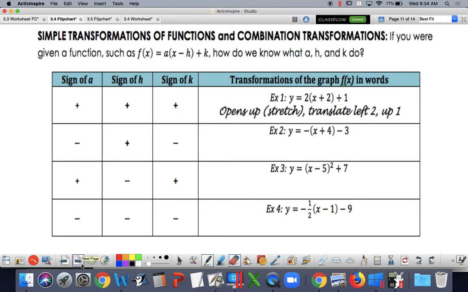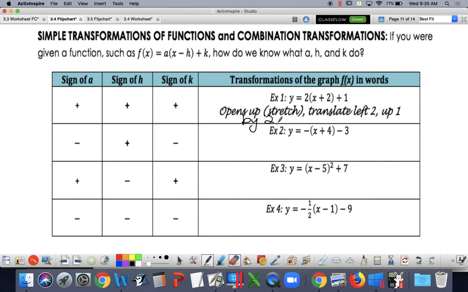All right, let's look at this table. Because what I'm going to do is I'm going to give you an equation. And I'm not going to let you use Desmos. You just have to be able to look at the function and know what transformations have happened. So I look at my first one. Well, the 2 out front says I have a stretch. Stretch by 2. Should probably write down the amount. I then translated left 2, and I translated up 1.